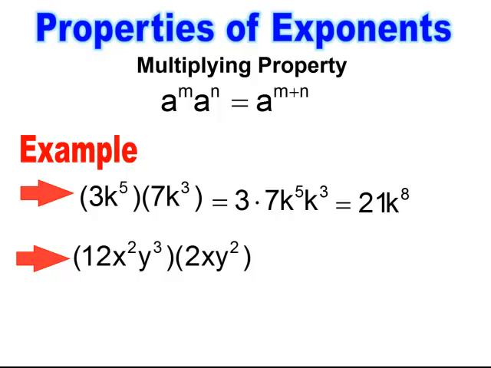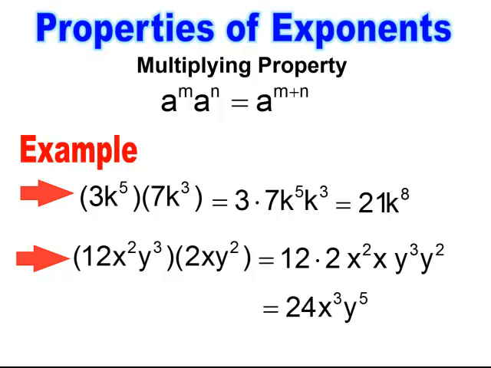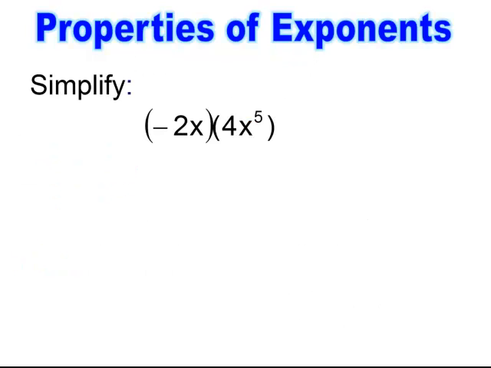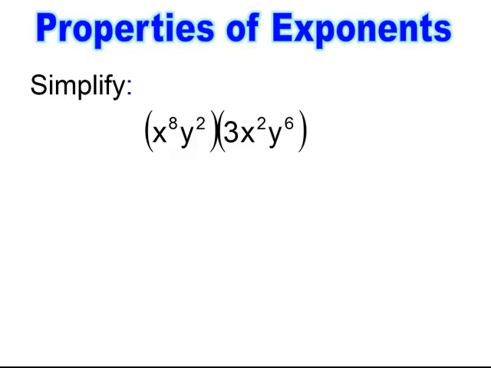When there are multiple things going on, be careful. Make sure the numbers get multiplied together, and like bases, you add the exponents. So in this case, I end up getting 12 times 2, which is 24, and then x squared times x, which really has a power of 1, you get x to the 3rd, and then y to the 5th. Pause and try. So you should have gotten negative 2 times 4, and then you have x times x to the 5th, which will give us a negative 8 x to the 6th. Pause and try.